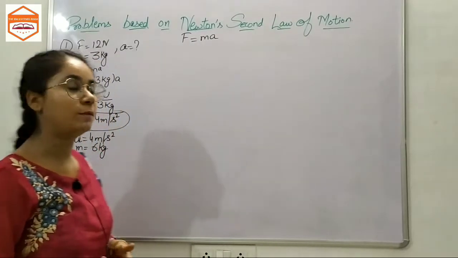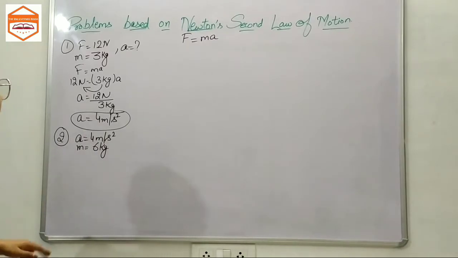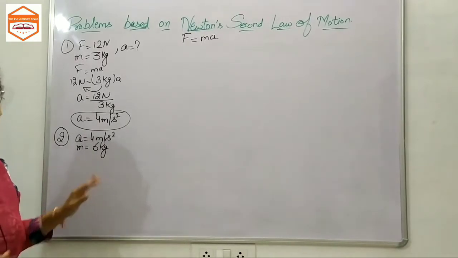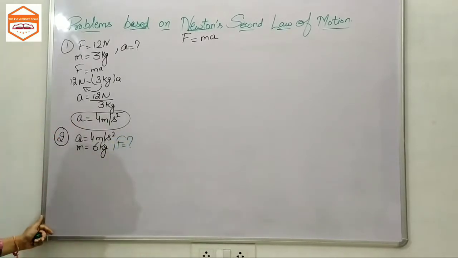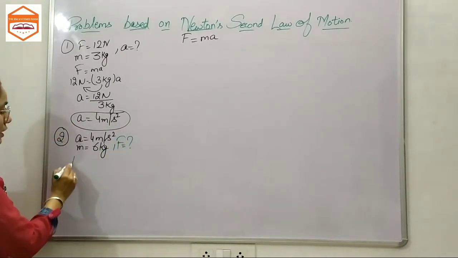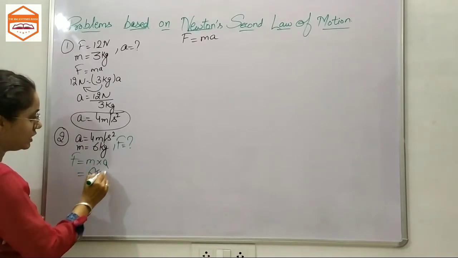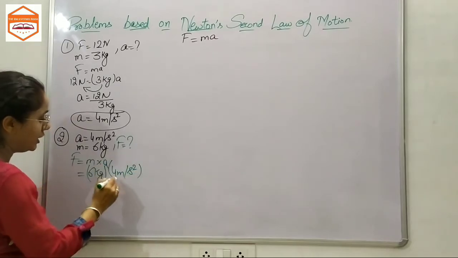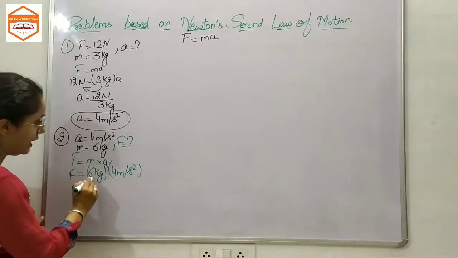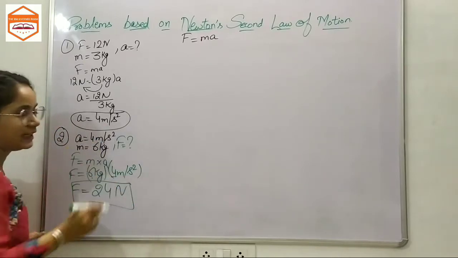Now for the second problem, you are given the acceleration 4 meter per second squared and the mass of 6 kg, and you need to find force, right? So this one is pretty simple. The formula is mass times acceleration. The value of mass would be put here, 6 kg, and the value of acceleration is 4 meter per second squared, and you will get the force as 6 times 4, 24 newtons. Simple as that.